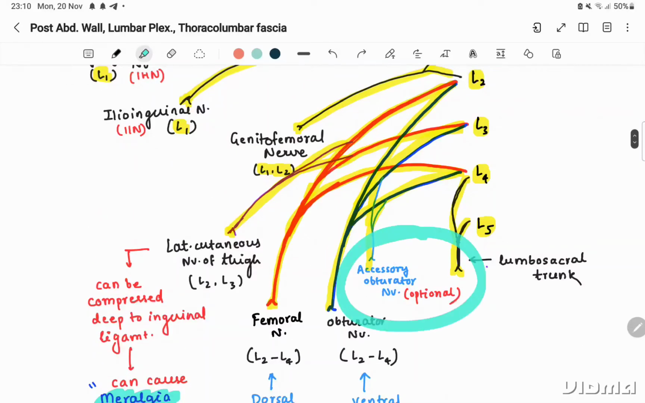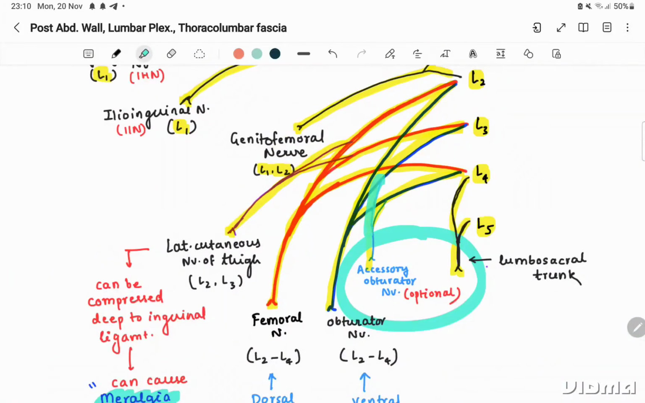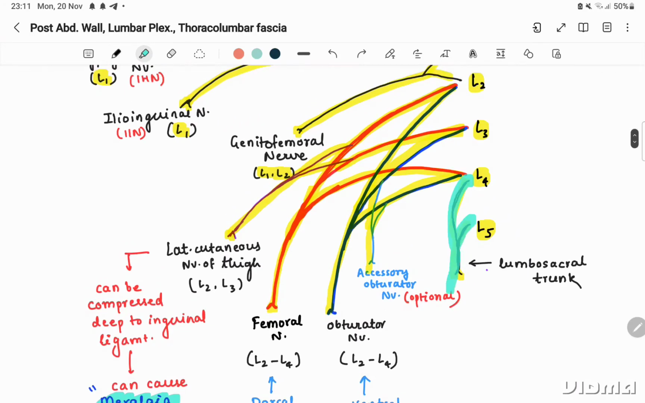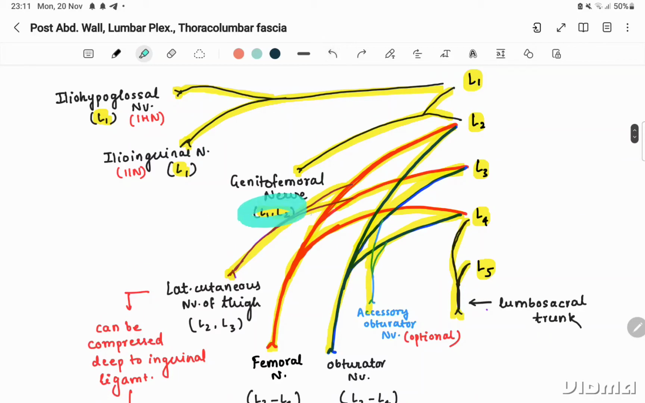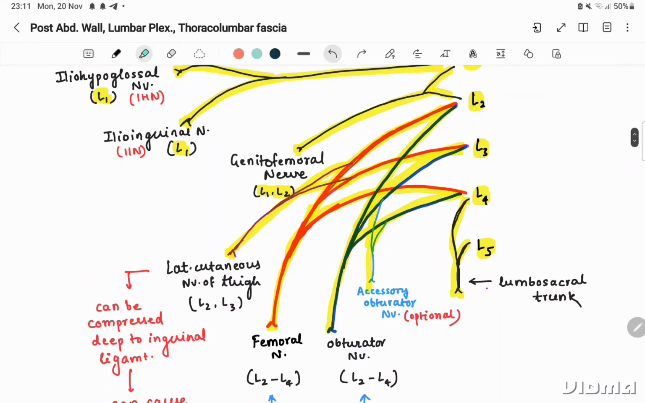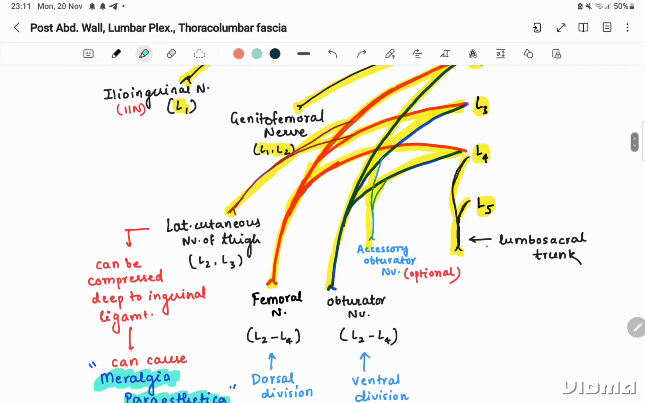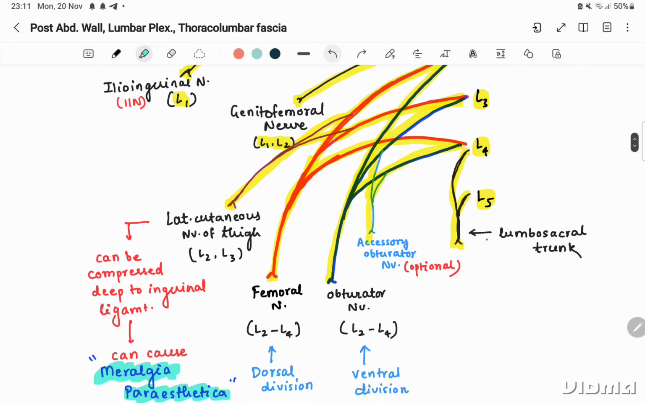And the accessory obturator nerve arises from L3 and L4 segments. You can see the L3 and L4 segments giving origin to the accessory obturator nerve, which is optional. Arising from L4 and L5 segments, we have our lumbosacral trunk. So genitofemoral nerve root values are L1, L2, ilioinguinal L1, iliohypogastric also L1, and then from L2 and L3 segments, from the dorsal division of L2 and L3, another nerve is arising. The genitofemoral nerve has a genital branch and a femoral branch, and the root values are L1 and L2.